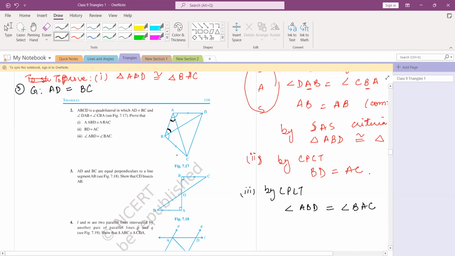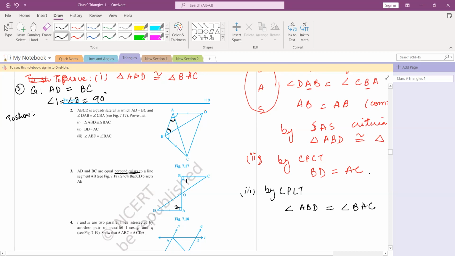All right. Now it is also given to you that AD and BC are perpendiculars. Perpendicular means they make an angle of 90 degree. So if I call this angle 1, this is angle 2. This is also given to you that angle 1 is equal to angle 2, which is equal to 90 degree. Now write what you have to show. So to show CD bisects AB.